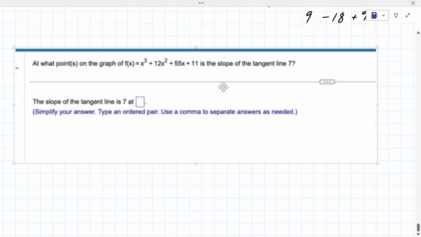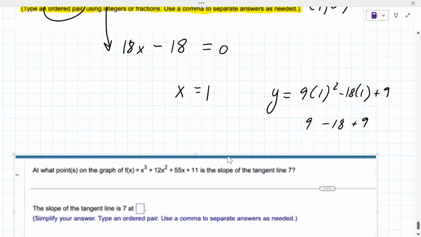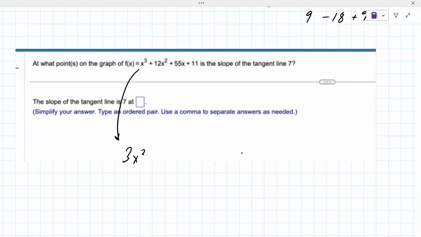So this is the same thing, just more complicated. If you're wondering which one you're going to get on the test, you're probably going to get the easier one. If you see two problems that are really similar, because you need to answer a certain number of questions, we'll call this one. The derivative is 3x squared plus 24x plus 55. But this time we're setting it equal to 7.